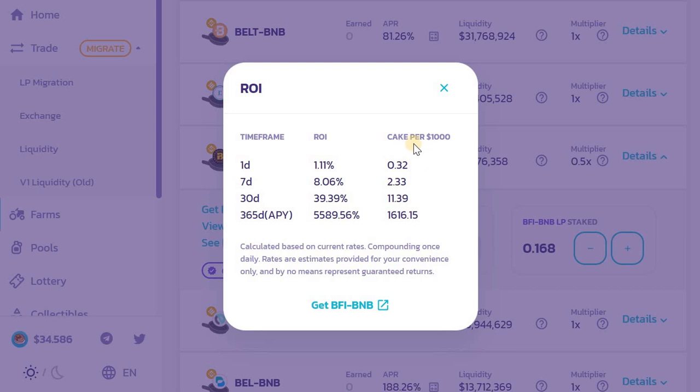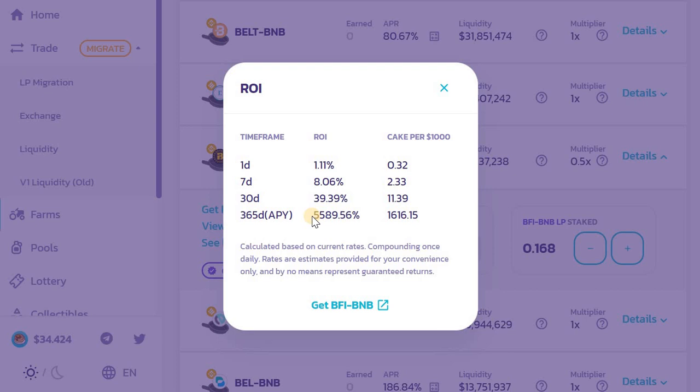Understand? So let's say I stake $1,000 in total value, I would get this amount, 0.32 cake per day, as you can see, and my return on investment will be 1.11%. If I stake for 7 days, I get 2.33 cake. And one more thing I need to say in regards to farming: the longer you farm in a pool, the more your ROI increases. As you can see, for 30 days, you get a larger ROI than when you stake for 7 days, and so on.